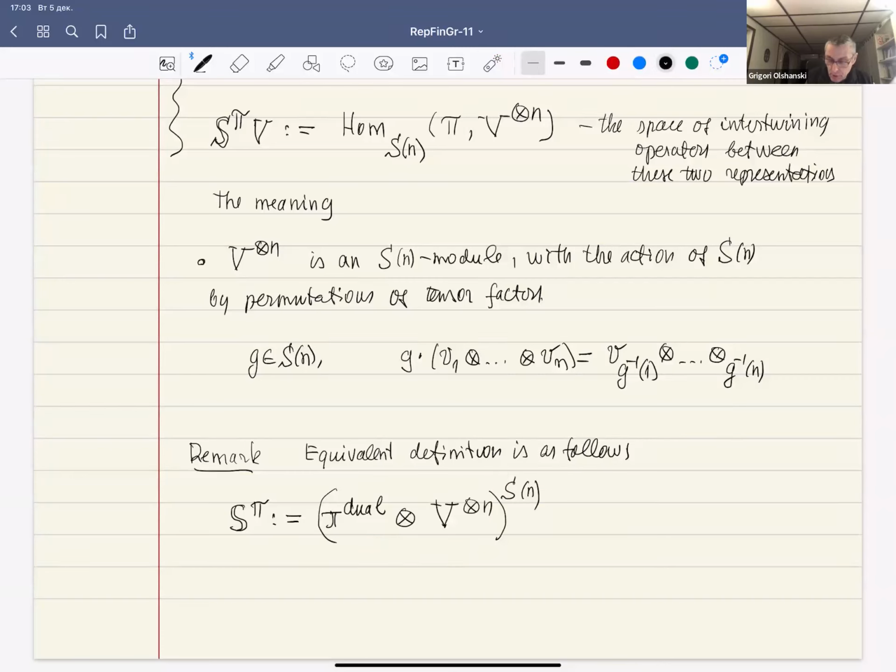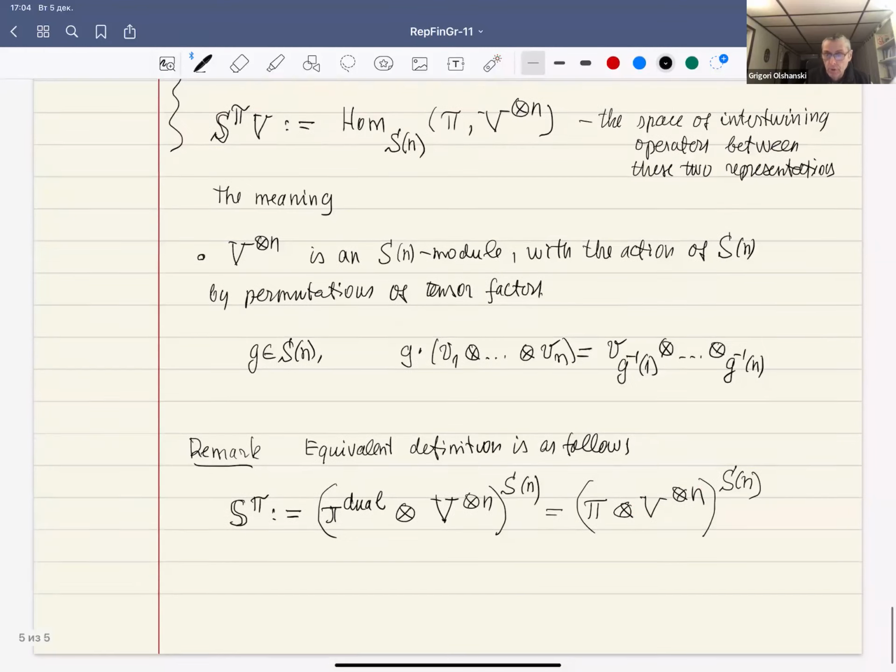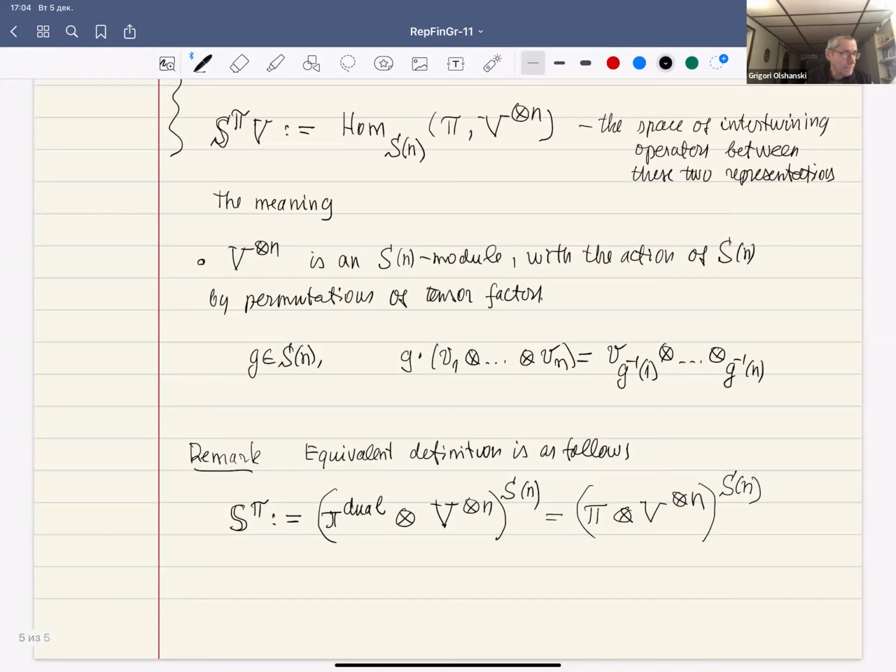But next, because we know that in the symmetric group case, the dualization does nothing, so this is the same as simply writing pi. So we take the tensor product of two representations. One is pi, another is this tensor representation with the action of the group by permutations. And next we take invariant elements. So is it clear, or some questions maybe?